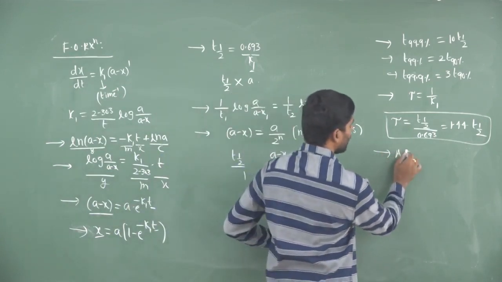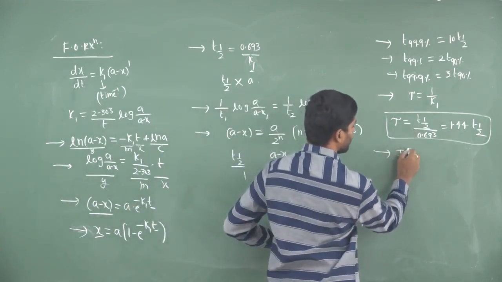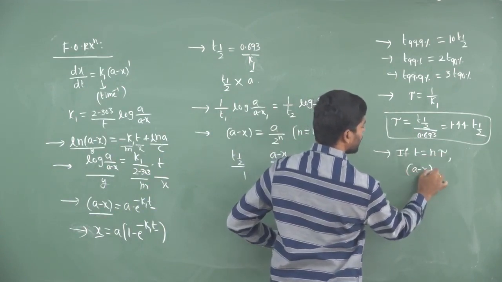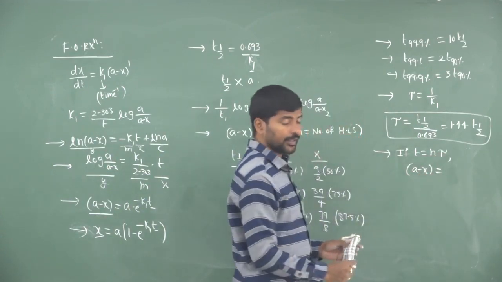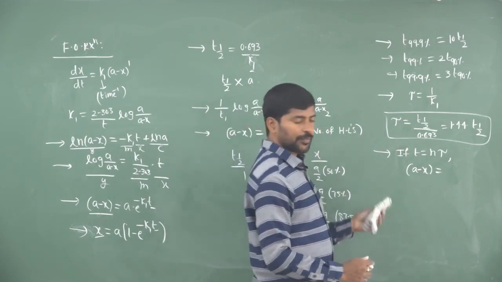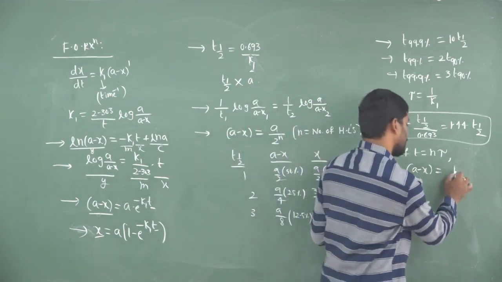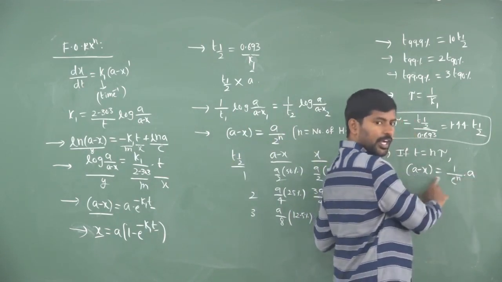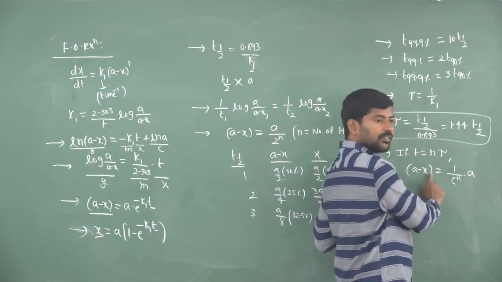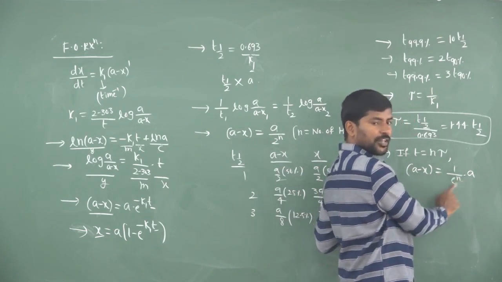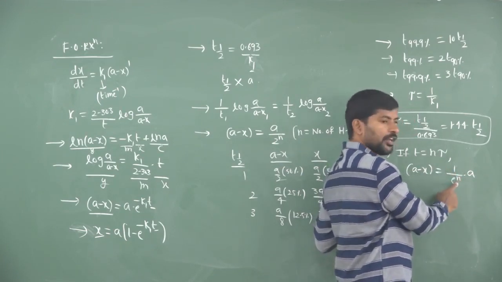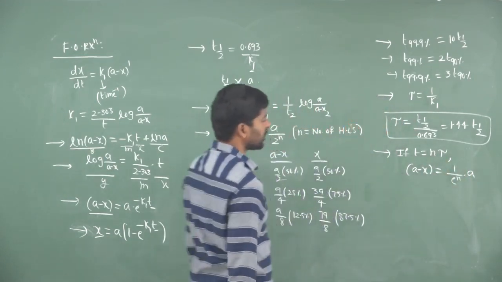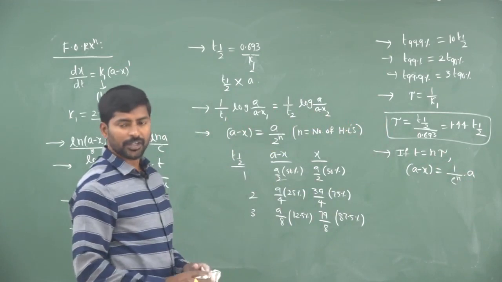After n average lifetimes, where t is equal to n average lifetimes, what is the formula for the remaining concentration of reactant? That is 1 by e power n into a. After 1 average lifetime, the concentration changes to 1 by e of its initial value. After 2 average lifetimes, 1 by e square of its initial value. After n average lifetimes, the concentration changes to 1 by e power n of its initial value.